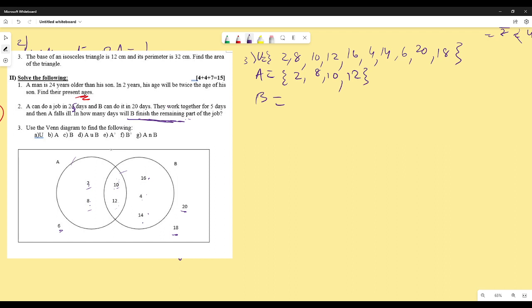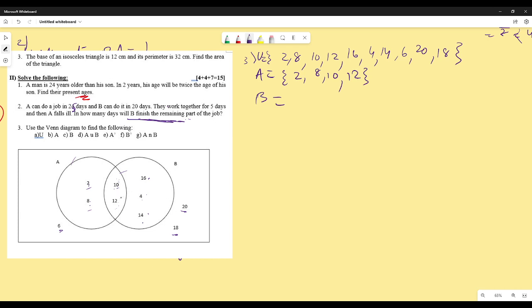Now we are looking at A complement. So when we are looking at A complement, how do we move to A complement over here? So what does A complement mean? A complement simply means all the elements that are not present in A.